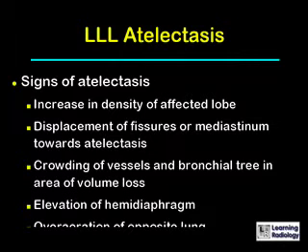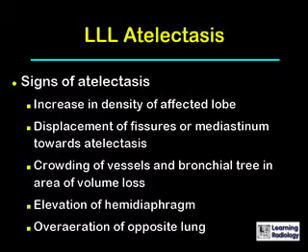The signs of atelectasis are increase in density of the affected lobe because of the loss of air, displacement of the fissures or mediastinal structures toward the atelectasis because of the volume loss, crowding of vessels and the bronchial tree in the area of volume loss, sometimes elevation of the hemidiaphragm, and overaeration of the opposite lung.